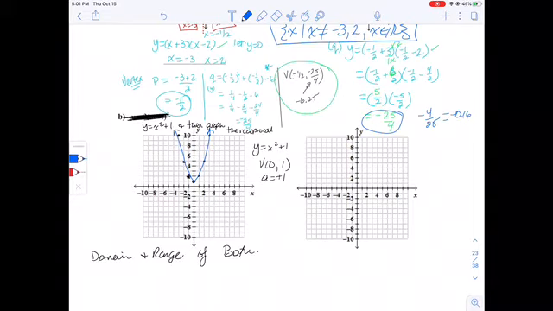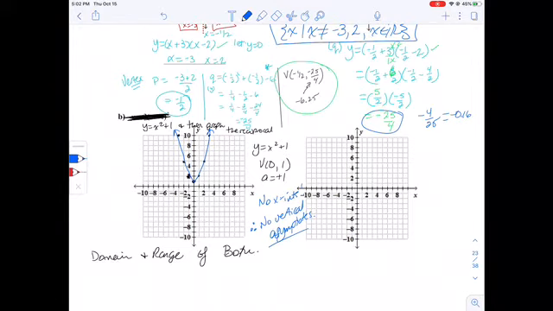Okay, the next thing I want to do when I graph my reciprocal function is, of course, find my x-intercepts to find my vertical asymptotes. Well, there are no x-intercepts, therefore there are no vertical asymptotes.